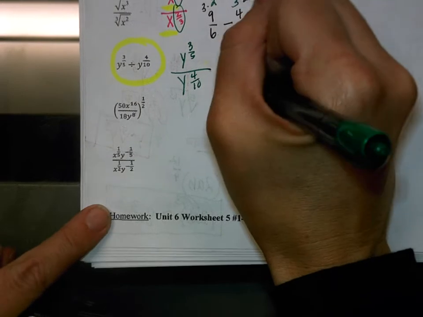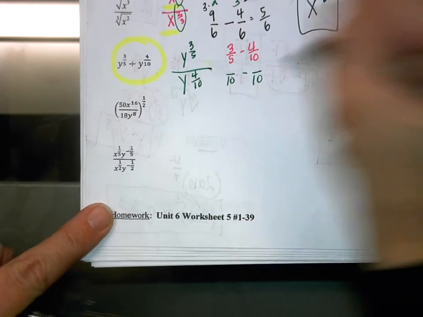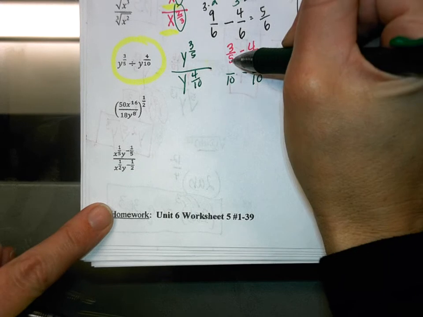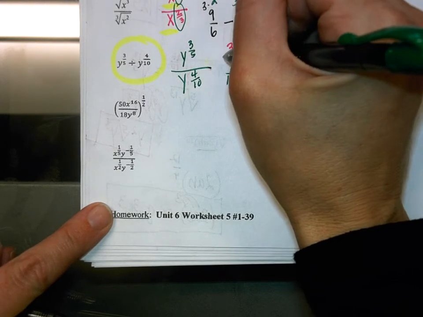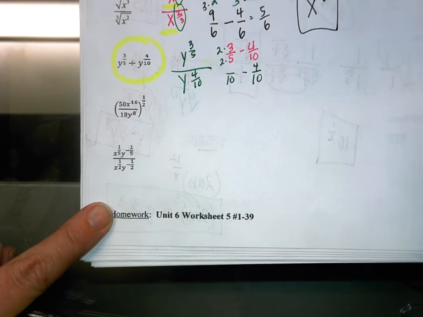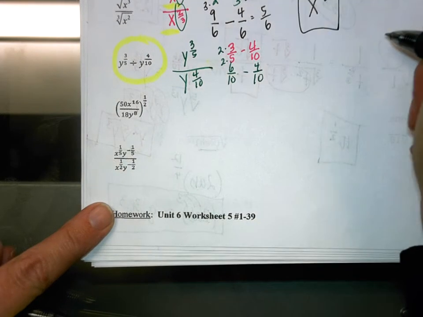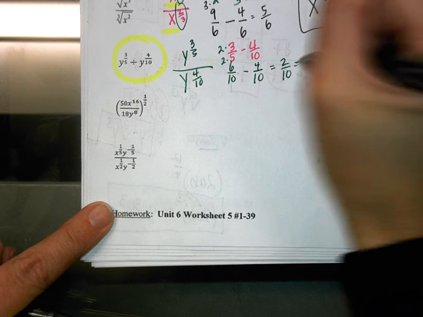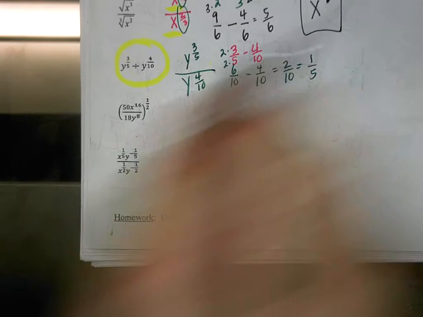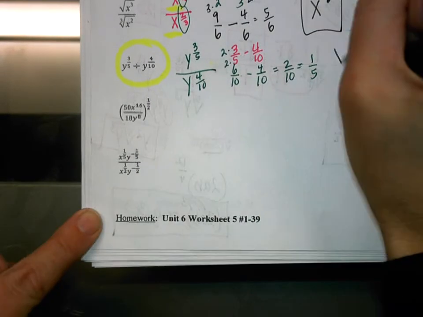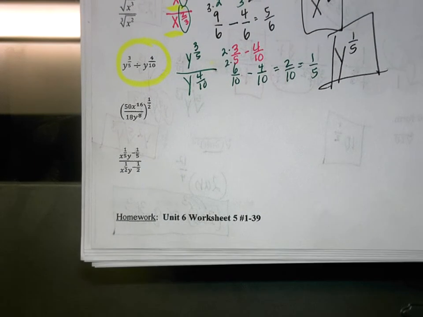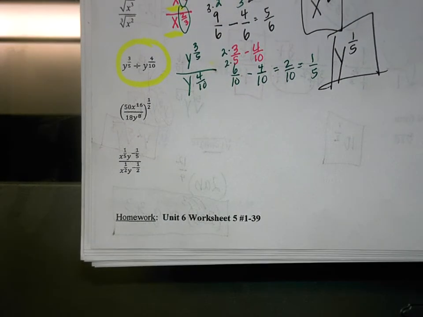So I rewrite this with common denominators. This already has a 10, so I keep the 4. And then 5, we multiply it by 2. So 3 we multiply by 2 and get 6. And 6 minus 4 is 2/10, which can reduce, and so my answer is y to the 1/5. Well done. Okay, do you want to ask me any questions?